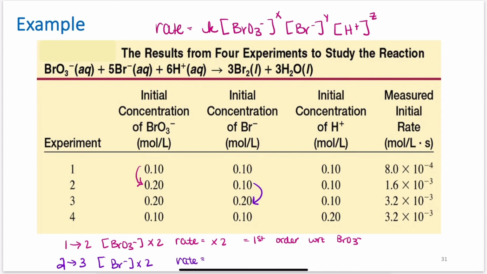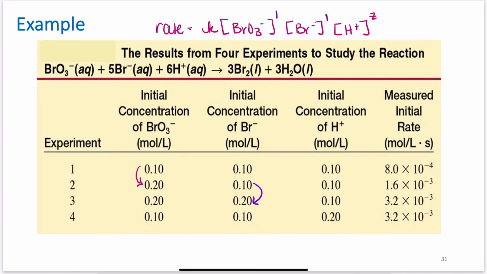The rate, 1.6 times 10 to the -3rd to 3.2 times 10 to the -3rd, is also doubled, which means this is first order with respect to Br minus as well. So now I have determined the values of x and y to both be 1. I'm going to show you guys how to do this mathematically in just a minute, but I like doing it by inspection when I can.